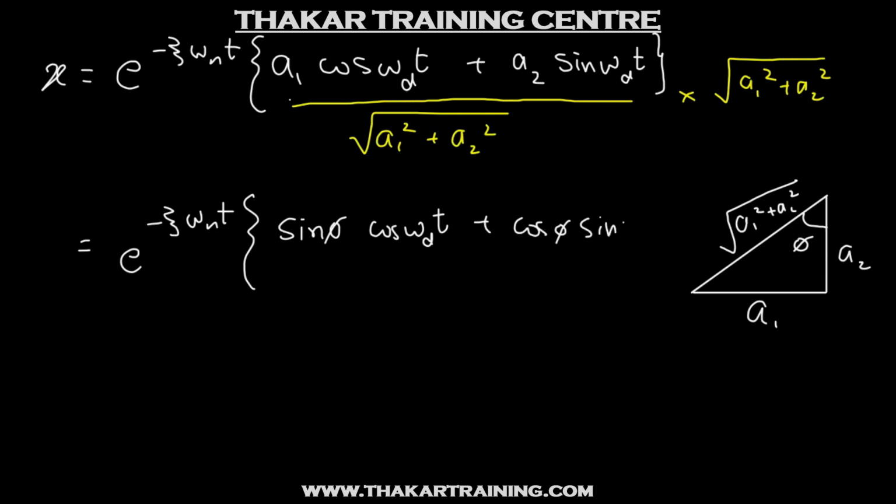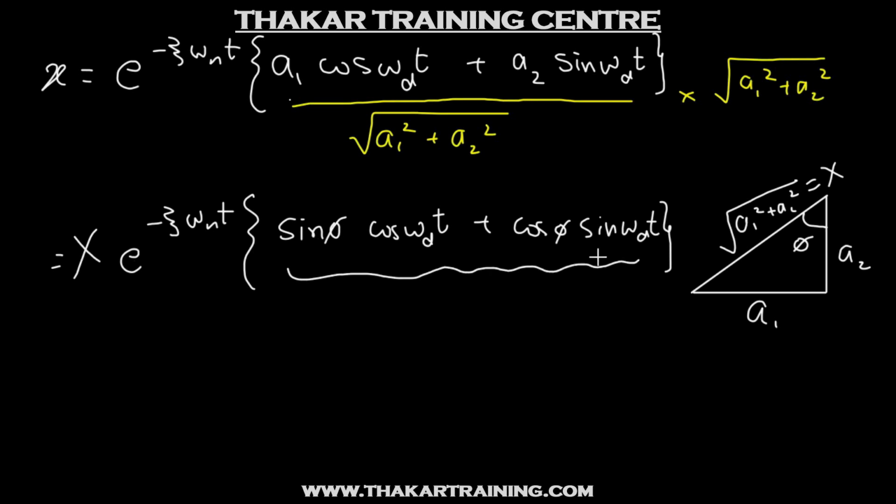And sine of omega d t. And then there is this into A1 square plus A2 square. So let's suppose this is equal to capital X. So this is multiplied with X now, so I'll just mark that X over here, capital X into this entire thing. Alright. So this can now be replaced as what?